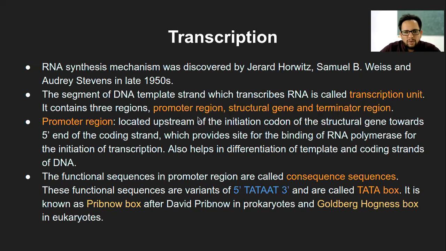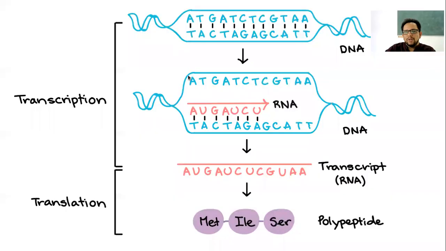So let's look at this one by one. What are these different regions in transcription? The promoter region is located upstream, that means before the initiation codon. The initiation codon is ATG. Before ATG, the promoter region is located, towards the 5' end of the structural gene. So that is the 5' end. Let's say if I show you in this diagram, ATG is the first codon, that is the initiation codon.